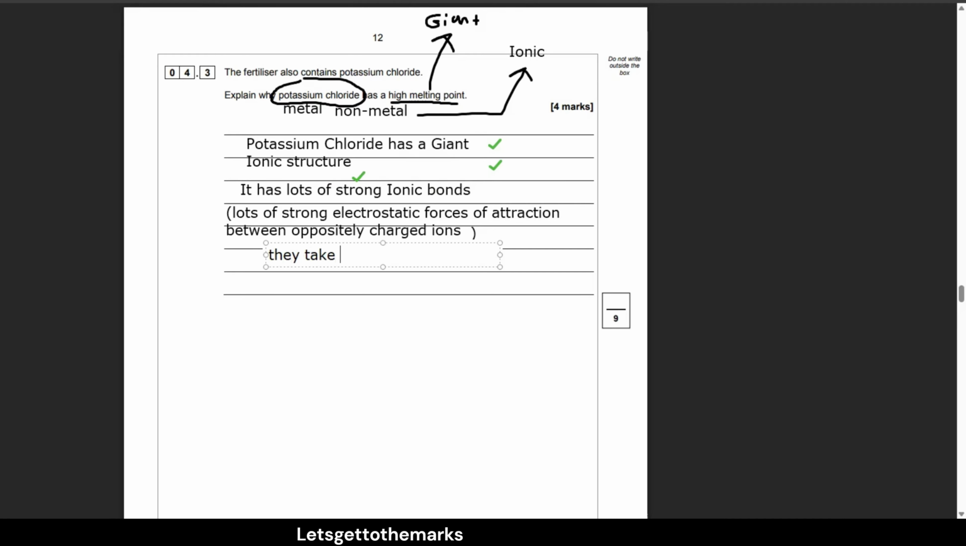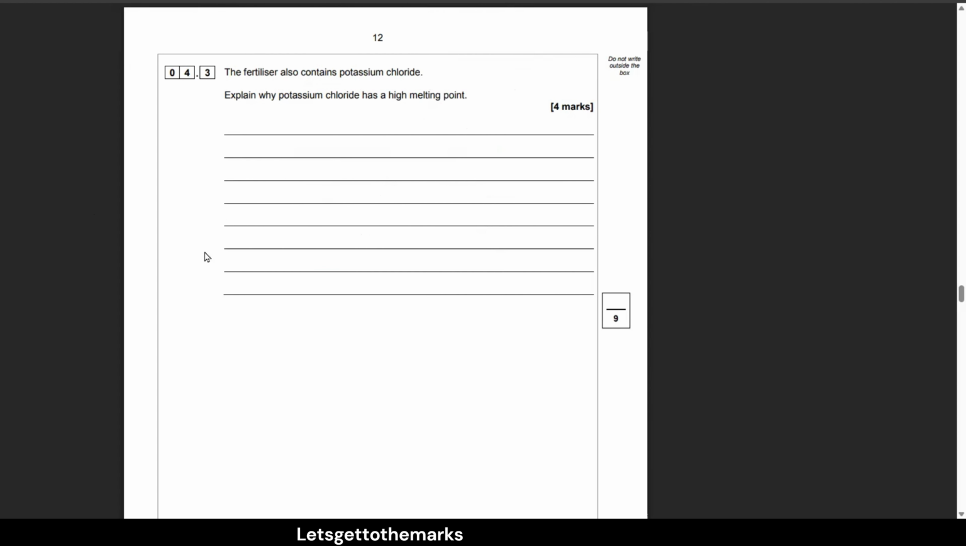Anywho, potassium chloride is a giant ionic structure, lots of strong ionic bonds, and they take lots of heat energy to break. So you've got all these strong bonds, they require lots of heat energy to break, and that's why they have a high melting point. Anytime you see the words high melting point, you have to have a giant structure because that means you have lots of strong bonds. If you don't have a giant structure, you can't have lots of strong bonds, you can't have a high melting point. Anywho, let's move on because I'm waffling.